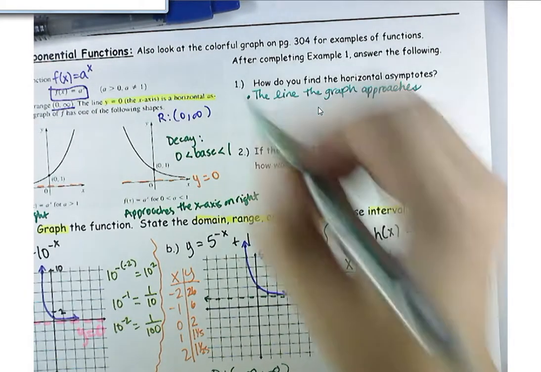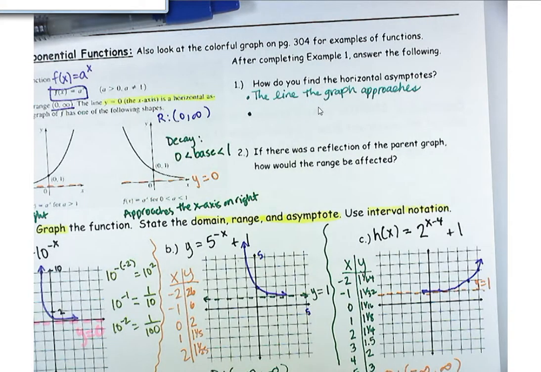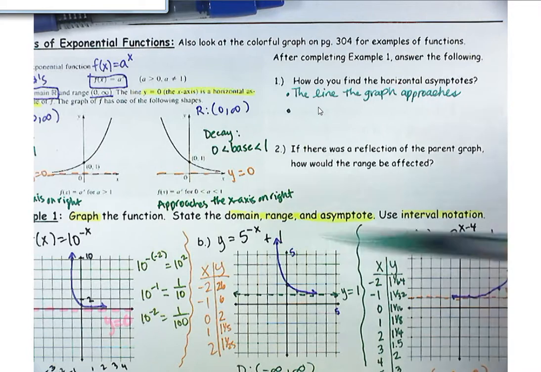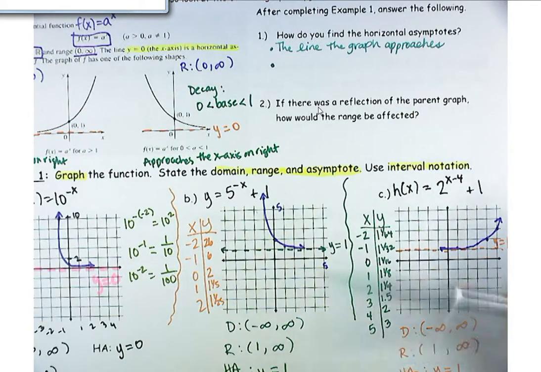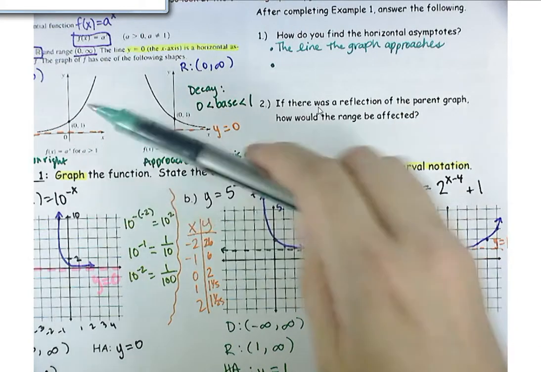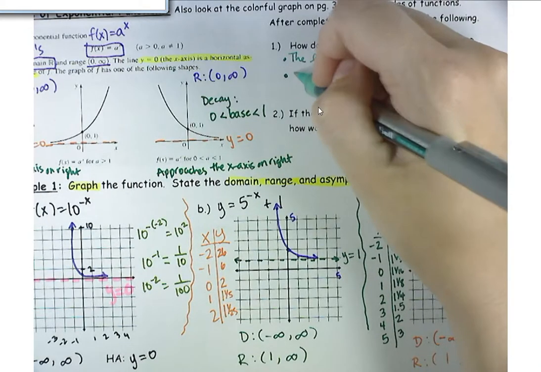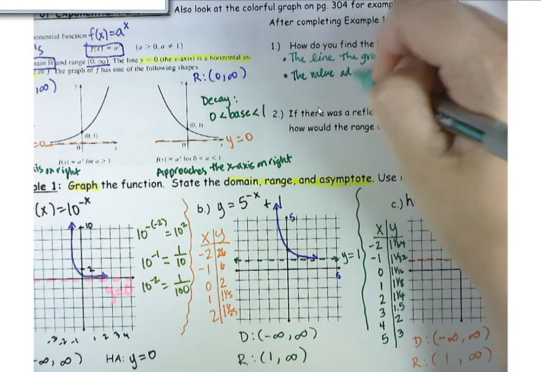Okay, excellent. And then, Henrik, how can we use the equation to help us? Okay, so you can look at the constant term in your equation. So if you notice these, see how I had plus 1 here? And then what was my horizontal asymptote? Y equals 1. Anytime I didn't have anything added or subtracted, what was it? It was 0.